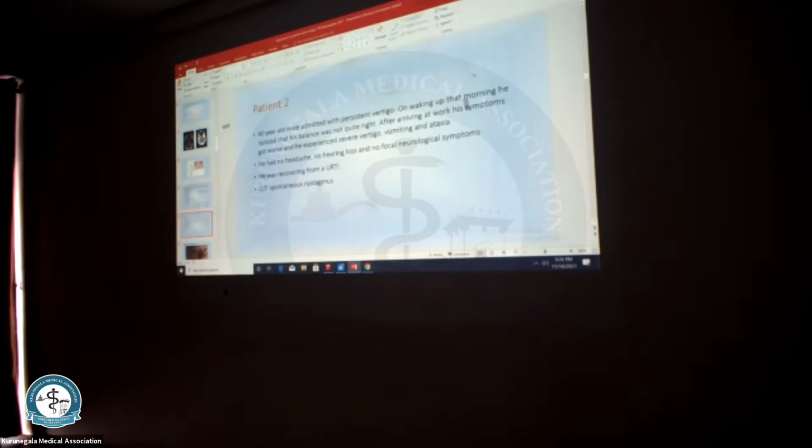Then we look at another patient, a 40-year-old male admitted with persistent vertigo. Waking up that morning, the patient noticed that his balance was not quite right. After arriving at work, his symptoms got worse and he experienced severe vertigo, vomiting, and ataxia. So it is an acute case of vertigo, and he had no headache, no hearing loss, and no focal neurological symptoms.